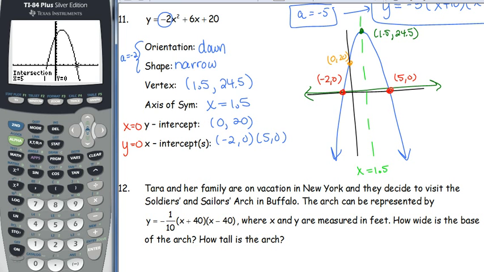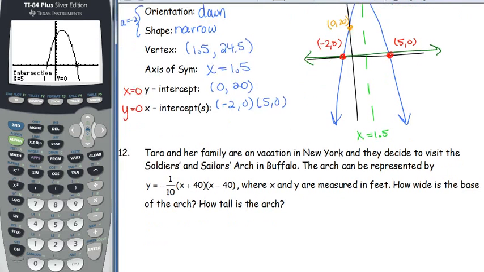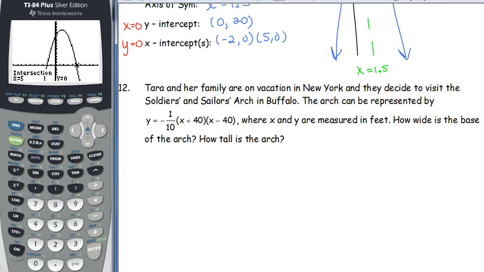Alright, next one, and our last one. This is our application word problem. Tara and her family are on vacation in New York, and they decide to visit the Soldiers and Sailors Arch in Buffalo. The arch can be represented by our given equation, where x and y are measured in feet. How wide is the base of the arch?